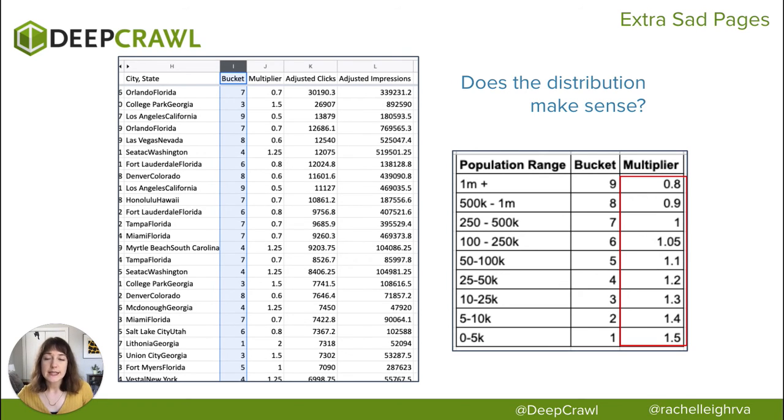To do this, what I did is I sorted my different locations by adjusted clicks highest to lowest, and then I looked at that bucket column to make sure that there were no clumps of numbers. So what I'm looking for here is I want to make sure that not all of my 1 bucketed cities are at the very top. If that's the case, I probably need to pull back on that multiplier value a little bit. Same thing if all of the 9 bucketed cities are at the very bottom, that probably means I need to boost that multiplier value a little bit.